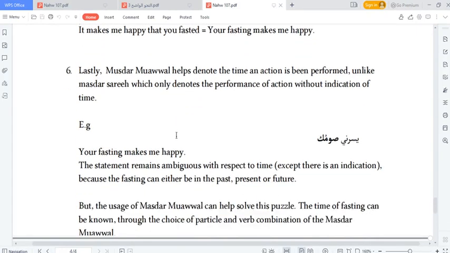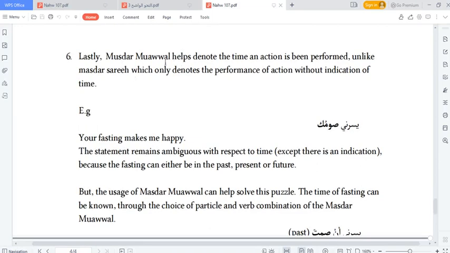I hope you get. Now, lastly, we have Masdar Muawwal helps denote the time an action is being performed, unlike Masdar Sari, which only denotes the performance of the action. We've said it before. Here we have yasuruni sawmuka. Your fasting makes me happy. But this statement remains ambiguous with respect to time, except there is an indication. So normally, Masdar Sari will only tell us the performance of the action without telling us the time, because the fasting we are talking about here can either be in the past, present, or future. You are not telling us. That's Masdar Sari for you.